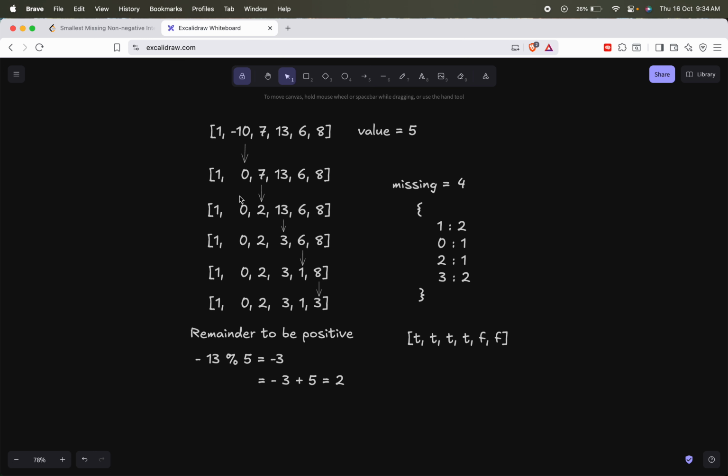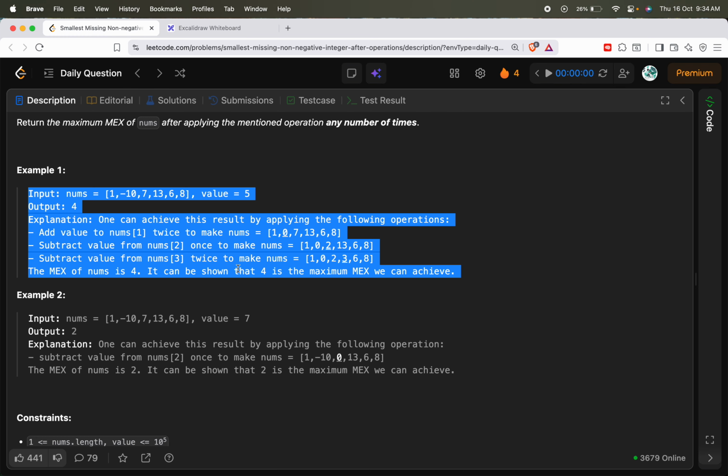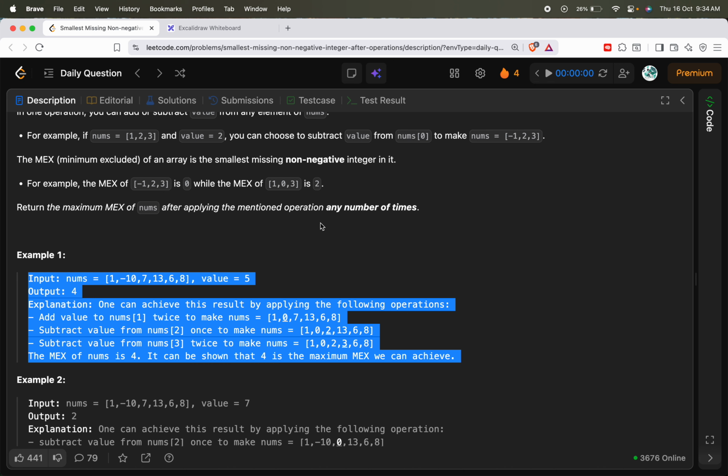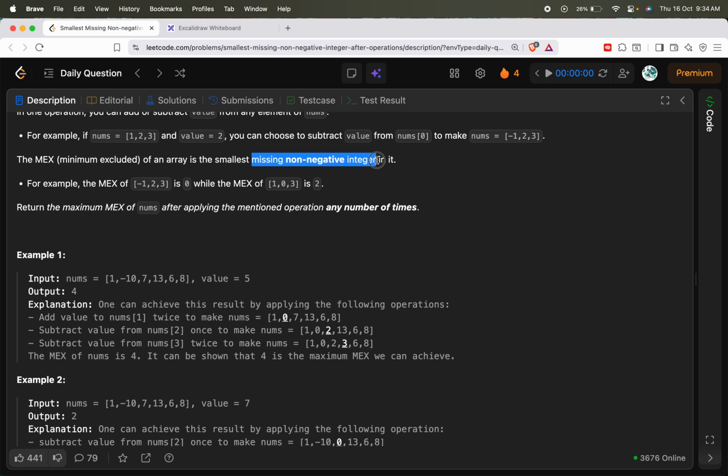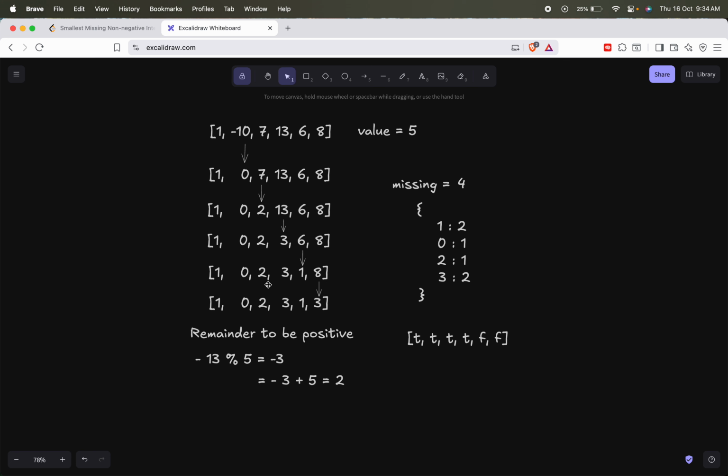We have to be careful when the remainder turns out to be negative. Since our aim is to identify the first missing non-negative integer, we have to make sure that our remainder remains positive. Let us say -13 is part of the given array. If you do -13 modulo 5, that will give you -3. But since our aim is to find the positive integer, we will make sure that the remainder is turned positive. So the remainder would be 2. Let us continue this. 6's remainder is 1, 8's remainder is 3. If you see, this is the final array we got.